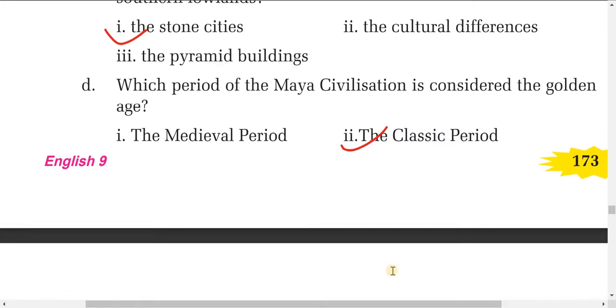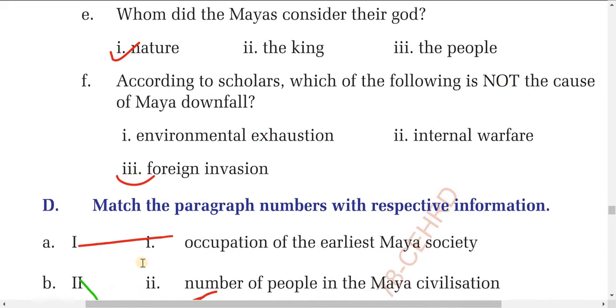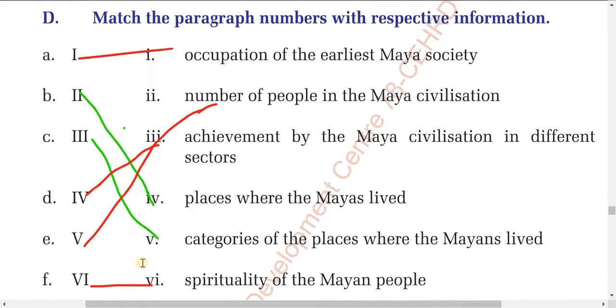Now D: which period of the Maya civilization is considered the golden age? The classic period. Now E: whom did the Mayas consider their god? Nature. Mayas considered nature as their god. Now F: according to scholars, which of the following is not the cause of Maya downfall? Foreign invasion. Now, match the paragraph numbers with the respective information.